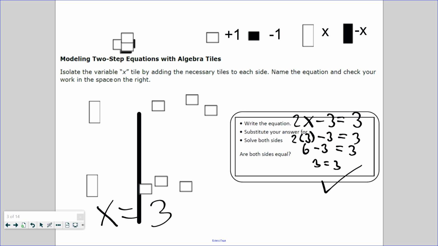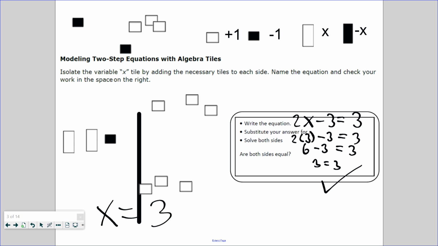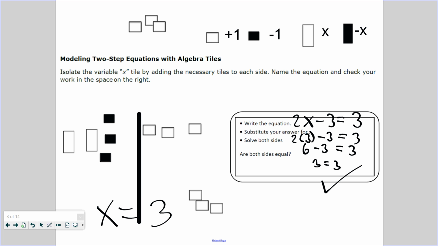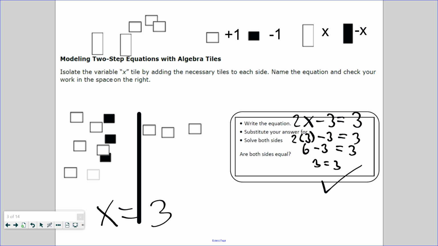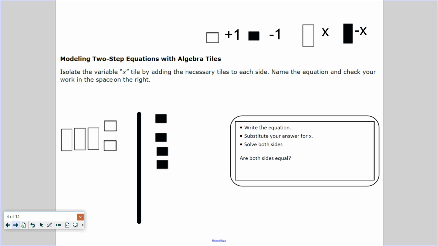Check mark. Another way we could have done it is we could check it this way. Let's go back to the original equation: 2x minus 3 equals 3. If each x equals 3, I replace this x with 3, and I replace this x with 3. These zero out. Does 3 equal 3? It does. Check mark.